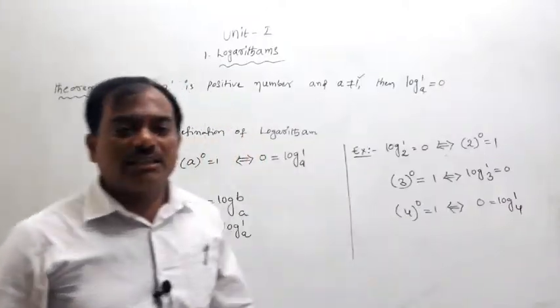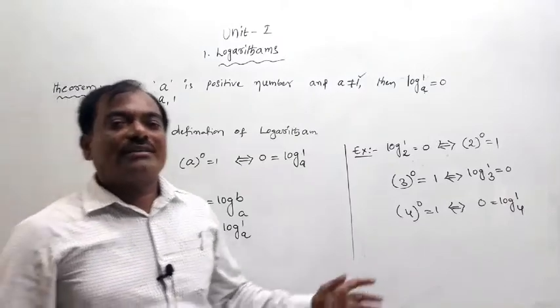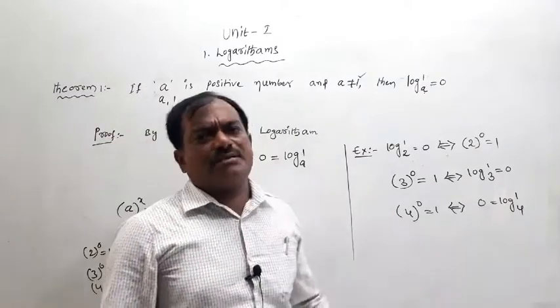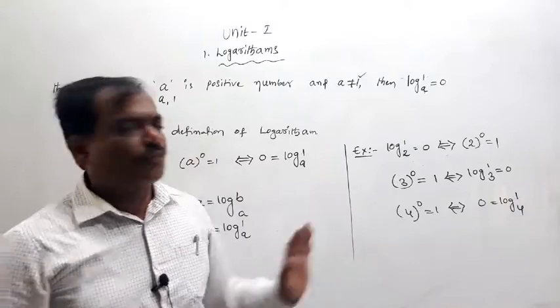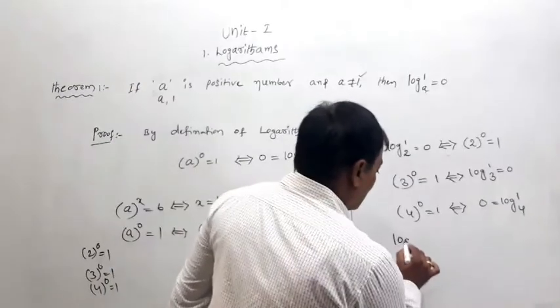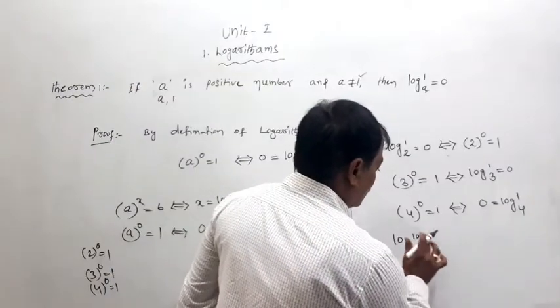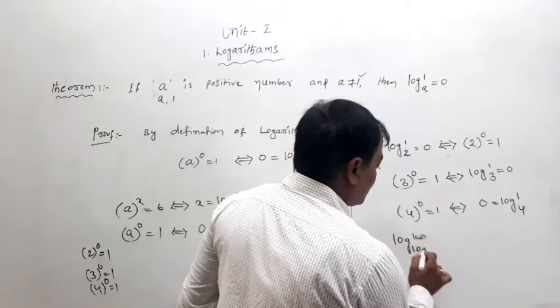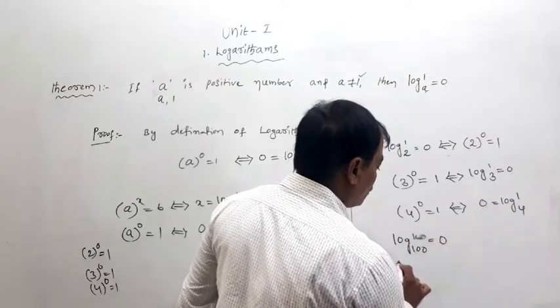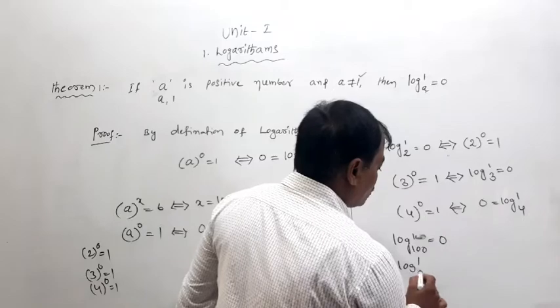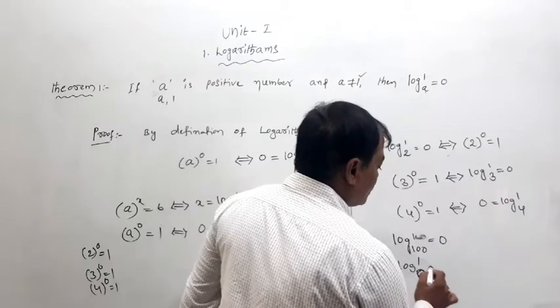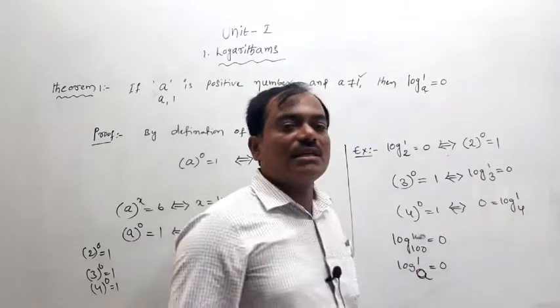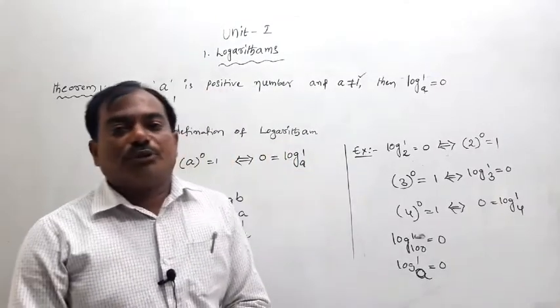Now this is a standard property. So the logarithm of 1 to any base equals 0. Example, the logarithm of 1 to the base 100 equals 0. The logarithm of 1 to any base equals 0. This is the second standard property.